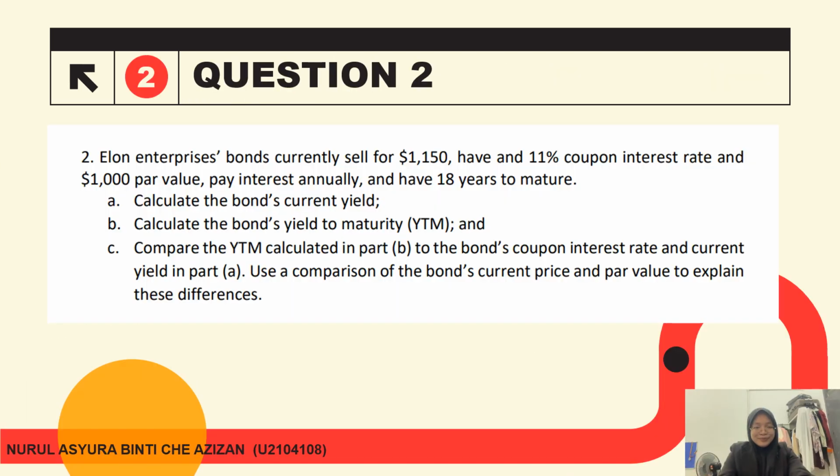Thank you. Hello Dr. Azlin, I am NURUL Asyura and I will present question 2. Elon Enterprise bonds currently sell for $1,150, have a 10% coupon interest rate, and the par value is $1,000. They pay interest annually and have 18 years to mature. Alright, so we're moving on to question A.